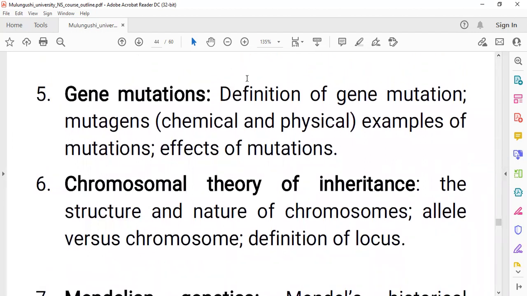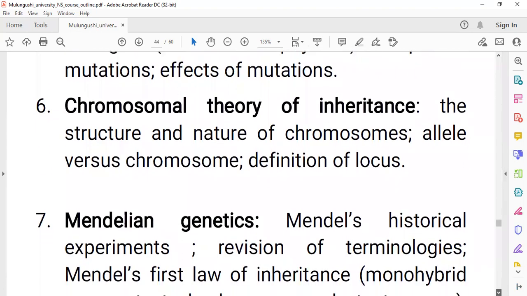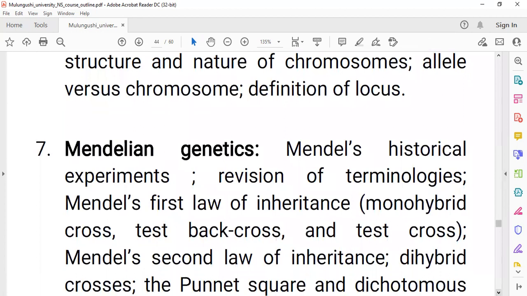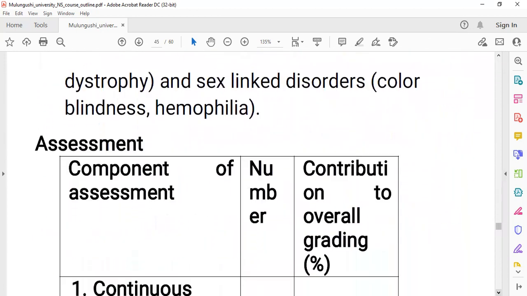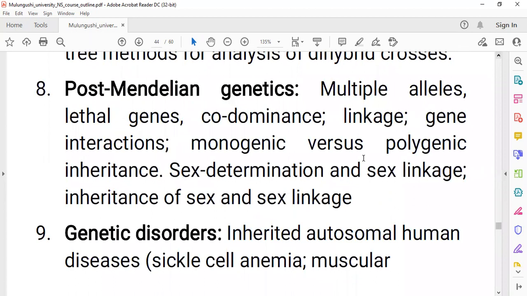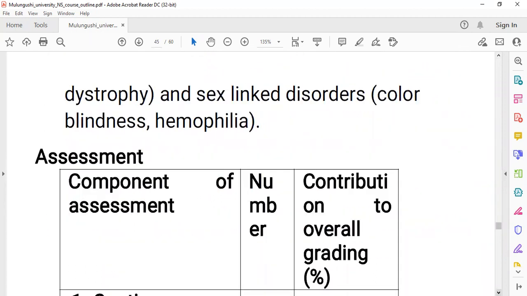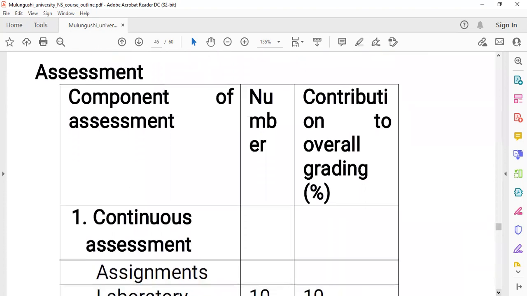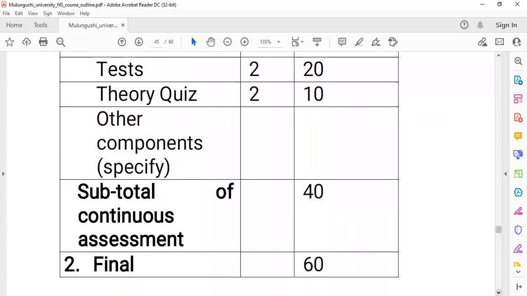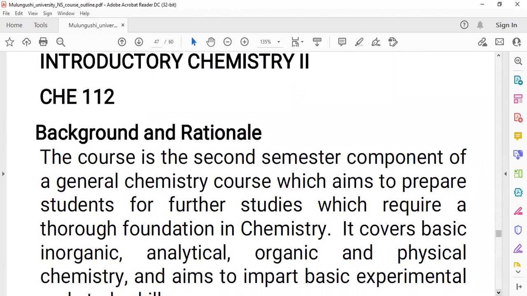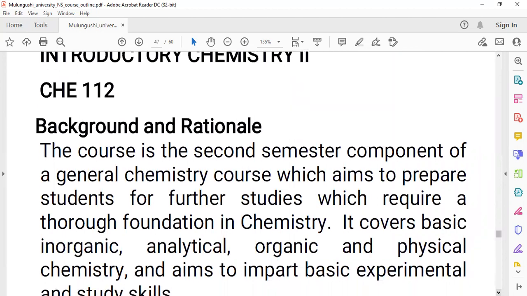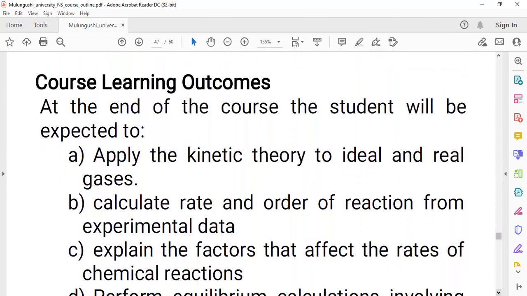Then mutation, which is a spontaneous change in the chemical structure or the number of chromosomes, inheritance and Mendelian genetics, and genetic disorders. So that's molecular biology and genetics, the basis for communities and cells. The prescribed books are the same ones we saw for Introduction to Biology and chemistry.